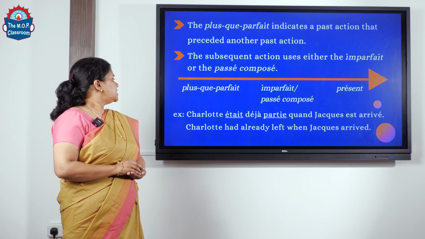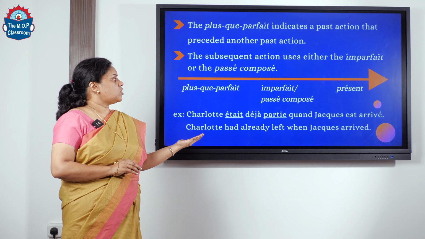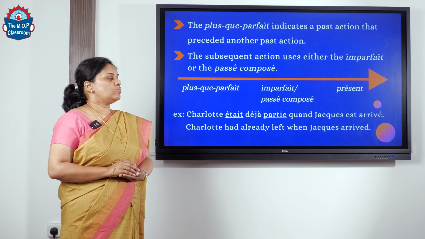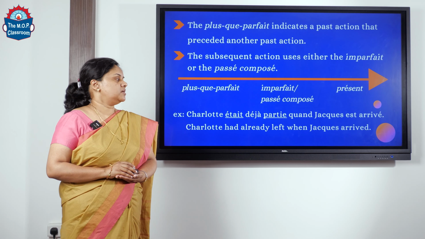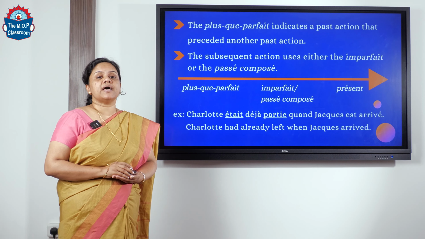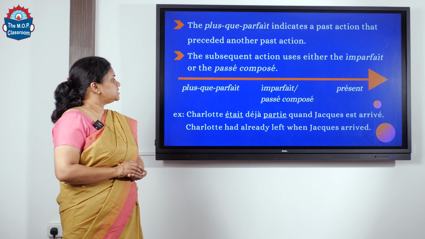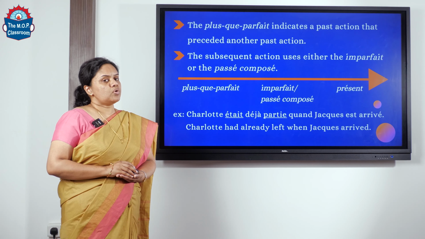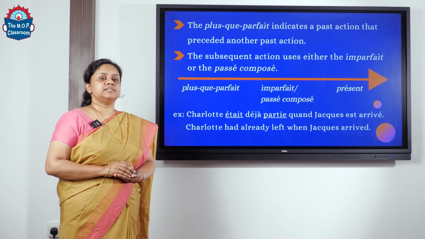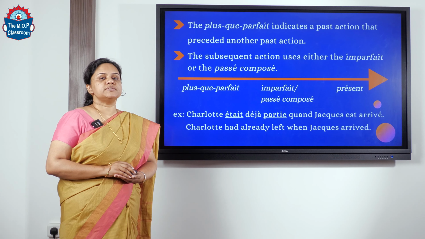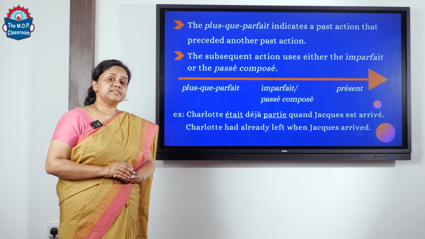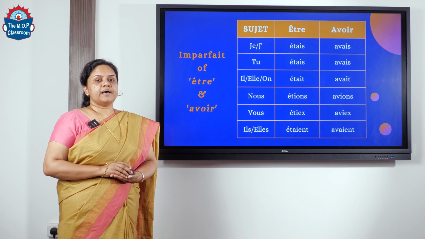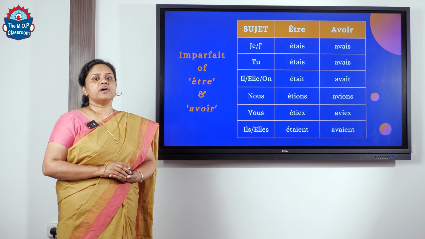For example, Charlotte était déjà partie quand Jacques est arrivé. That is, Charlotte had left already when Jacques arrived. So here the action that happened first was that Charlotte had left. Now hopefully you can understand that the first action that takes place in the past uses the plus que parfait. The next action can be in the passé composé or imparfait. It is formed from the imparfait of être or avoir.